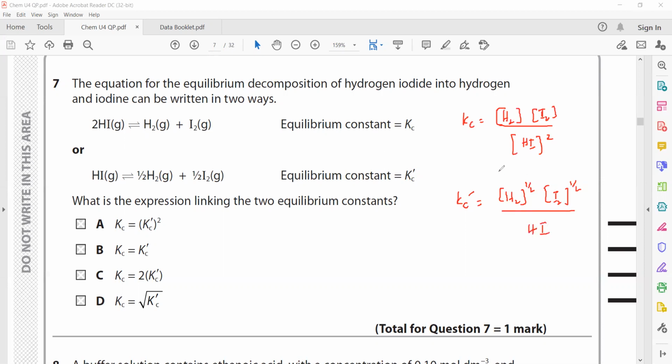How can we relate the two cases? Left hand and right hand sides should be equal. So if I square this equation on both sides, Kc dash squared is equal to hydrogen concentration times iodine concentration divided by hydrogen iodide concentration squared. So it means that Kc is equal to Kc dash squared. So A is the right answer.